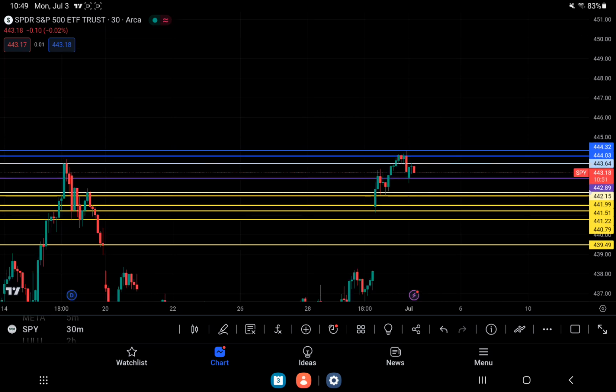Okay, so here most likely, if we close below 442.89, then I believe we will be continuing to the downside. If we don't close below 442.89, we might catch a reversal to the upside. But I'm hoping to get in on puts at 442.89 within the next 15 to 30 minutes. But I'll see what happens. I'll keep you guys updated.